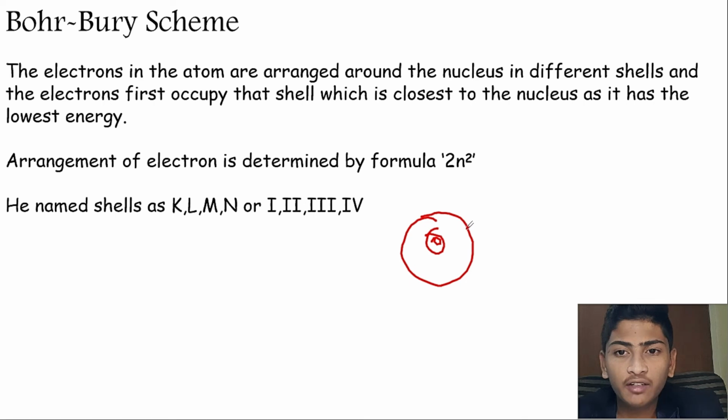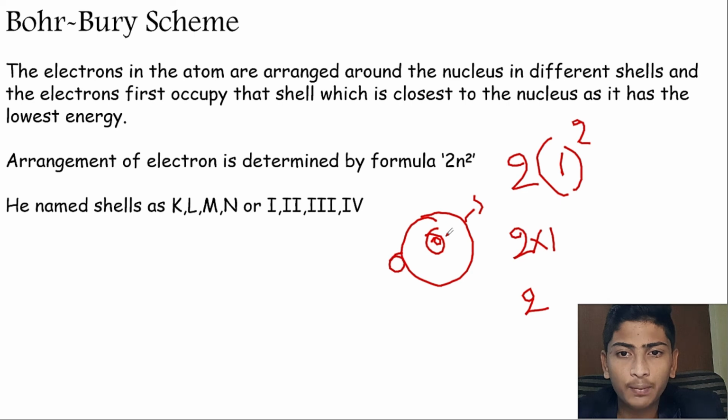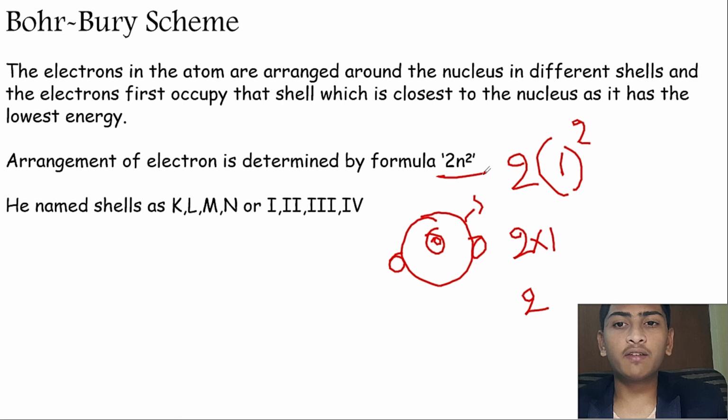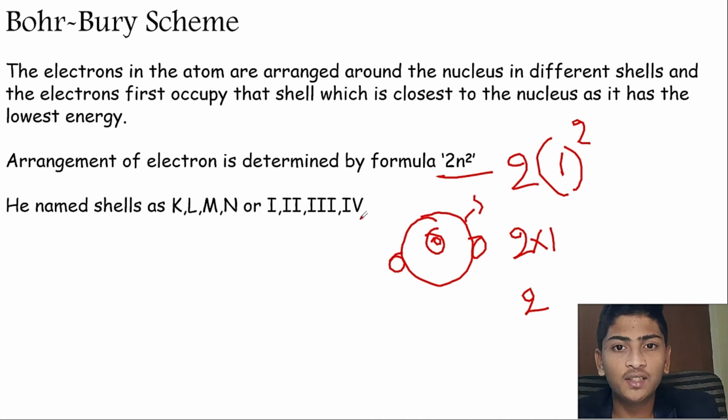If we want to take the first orbit, how many electrons fit in the first orbit? Here the orbit is 1, so 2n squared is 2 into 1 squared, which is 2. In the first orbit there will be 2 electrons. Similarly, in the second orbit there will be 8 electrons, and so on. This formula gives the arrangement of electrons. He named these shells or orbits K, L, M, N, or first, second, third, fourth.